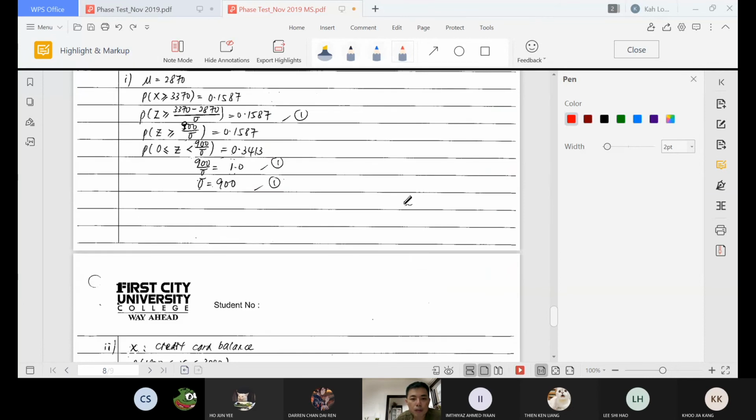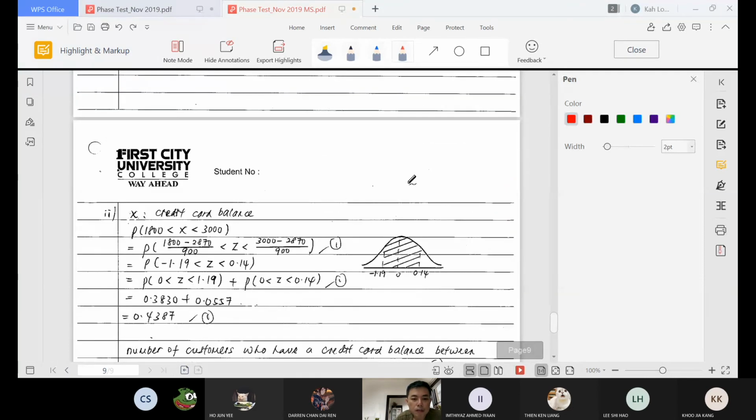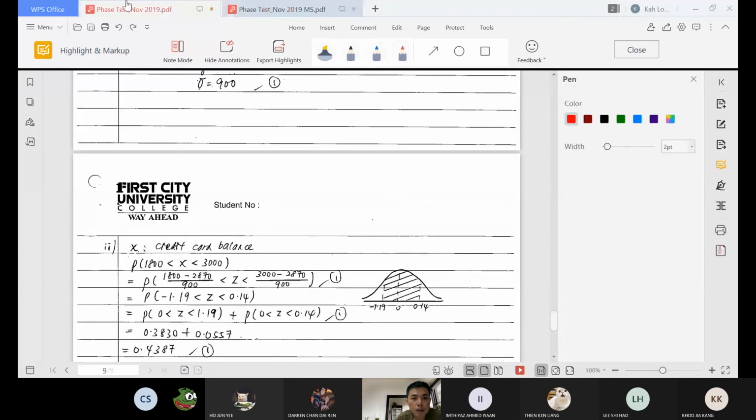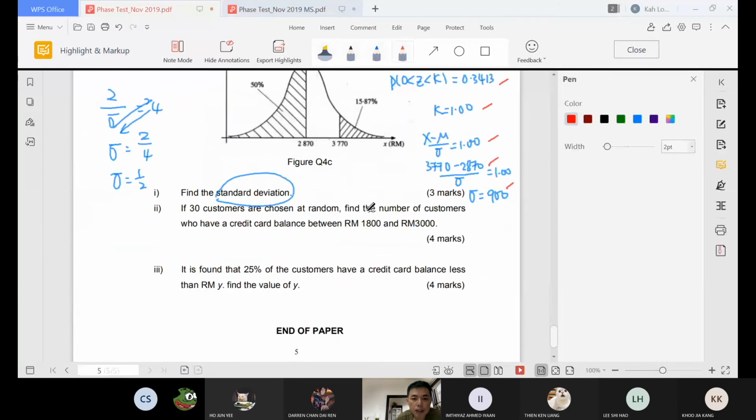Okay, so I hope that you have done. Now see here, if 30 customers are chosen at random, find the number of customers who have the credit card. This is a question that we saw this morning, right? 15,000. You still remember the can with the weight, right? The mass itself. It's actually the same. So you have to calculate the probability for the credit card balance between this amount first, and then multiply with 30. Maybe you can snap the answer.